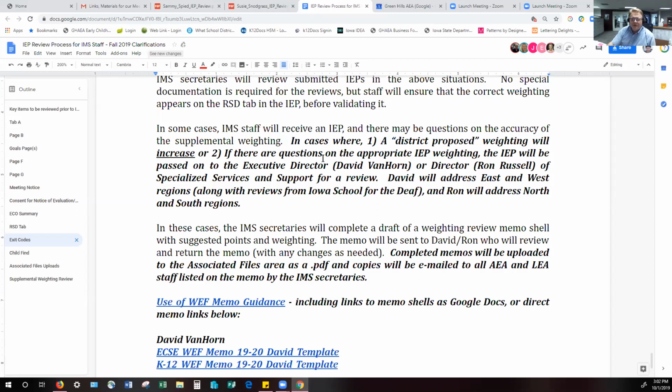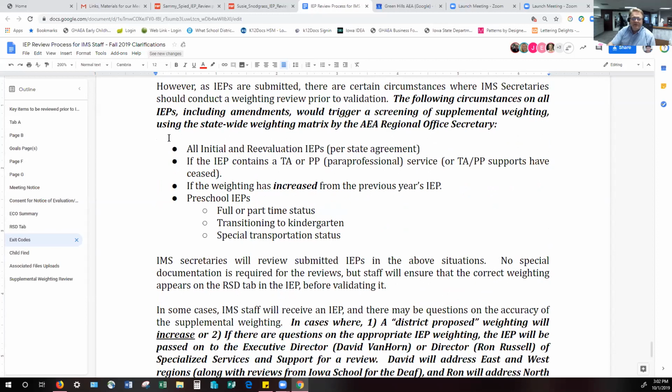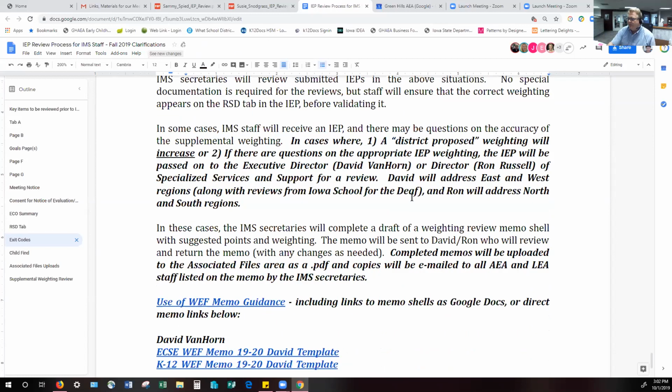In other words, we want you to be comfortable. If you're reviewing for weighting in these circumstances and you're not sure, or you would like an opinion from David or I on that, we're saying pass them on, and we can review. So if it increases, or if there's a question on appropriate weighting.